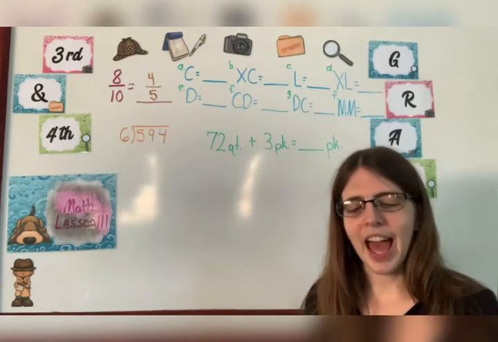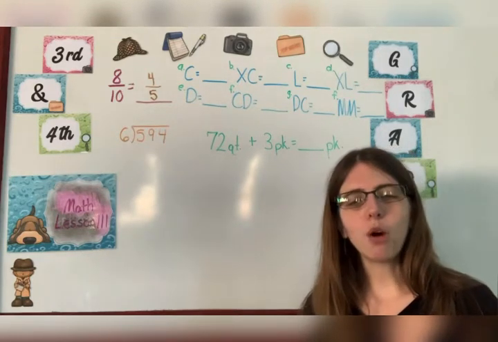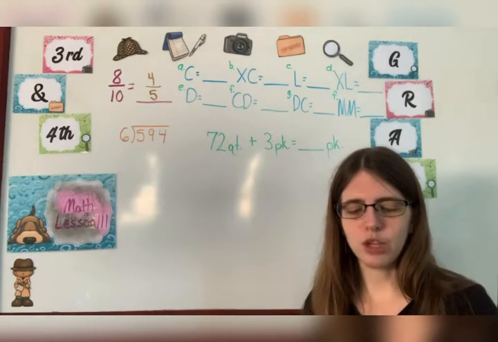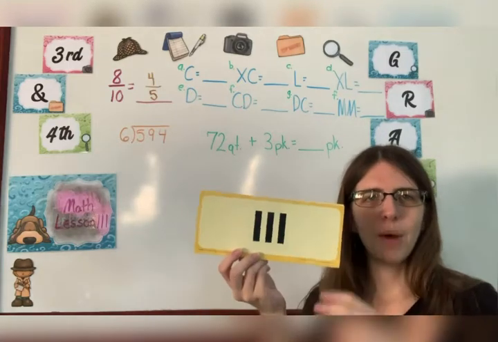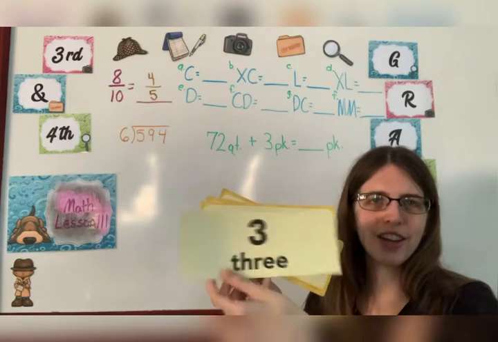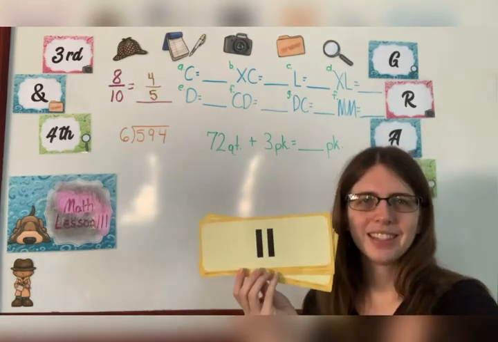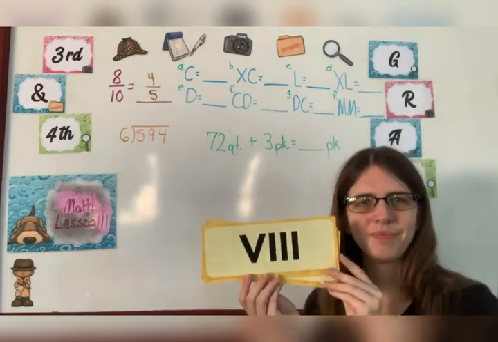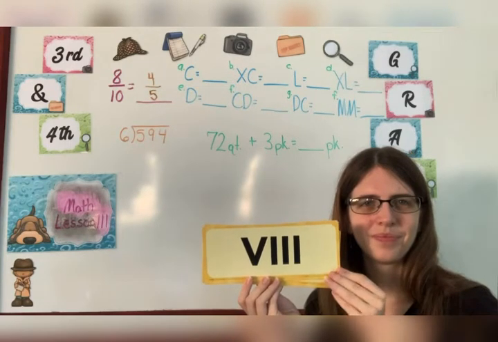Okay, let's look at the back of your page, page 222. We're talking about more with Roman numerals. Before we get there, let's review the Roman numerals that you do know. Okay, what is this? 3, very good. 5, yes. 2, excellent. Did you get it?